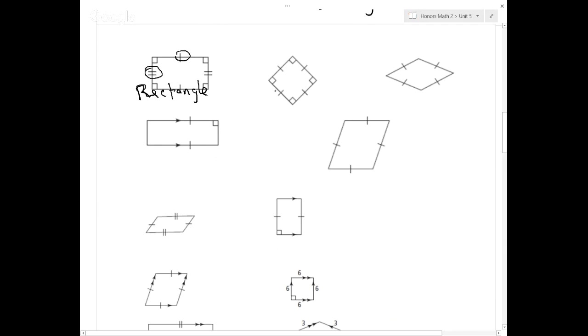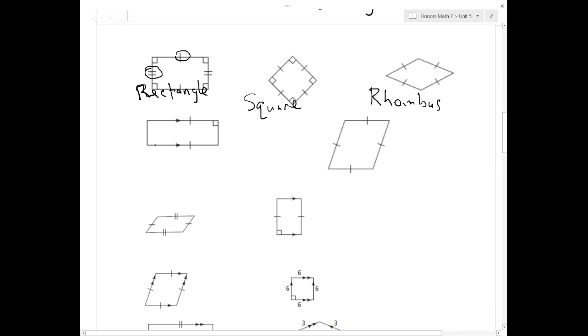All right. Next, we have 4 congruent sides. We have 4 right angles. Sides give us rhombus. Angles give us rectangle. When we have both of them, we have a square. To the right there, we have 4 congruent sides. That's all we have. So 4 congruent sides guarantees that we do have a rhombus.